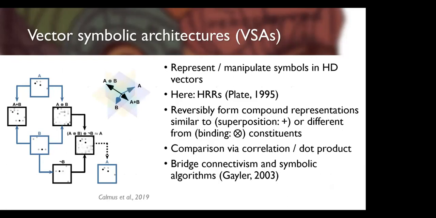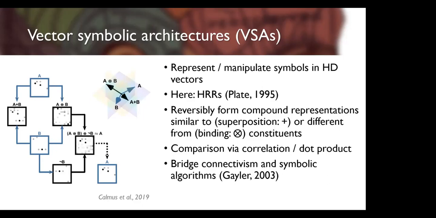Here on the left, there's a little infographic showing actual vectors of dimension 100 reshaped into squares and manipulated using the key operators. Within such a system, the high-dimensional distributed vector representations can be reversibly combined to create a compound representation that's similar to its constituents using superposition, or different from them using binding. Superposition is carried out by addition and binding by circular convolution, and vectors can be compared using pairwise correlation or the dot product.